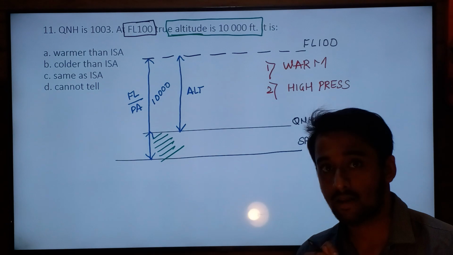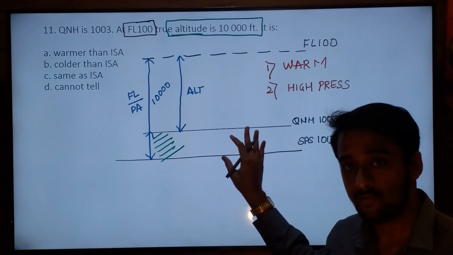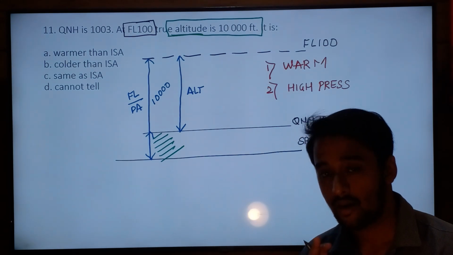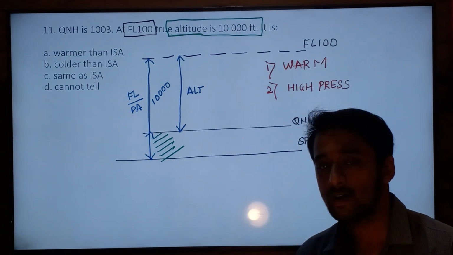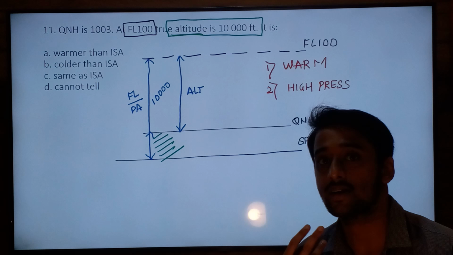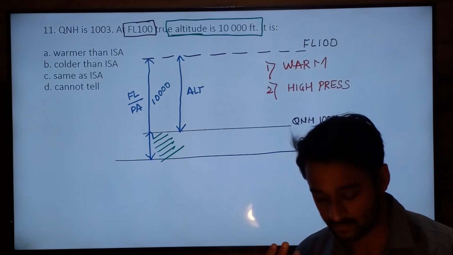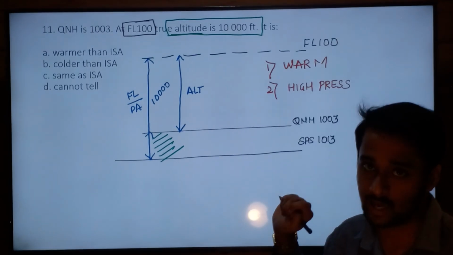So again, to repeat. Step 1, looking at just the diagram, your true altitude should have been less than 10,000 feet. But the question states it is not less, but it is equal to 10,000. Means something in the atmosphere has favored the increment of true altitude. So that can be either warmer air mass or high pressure air mass.